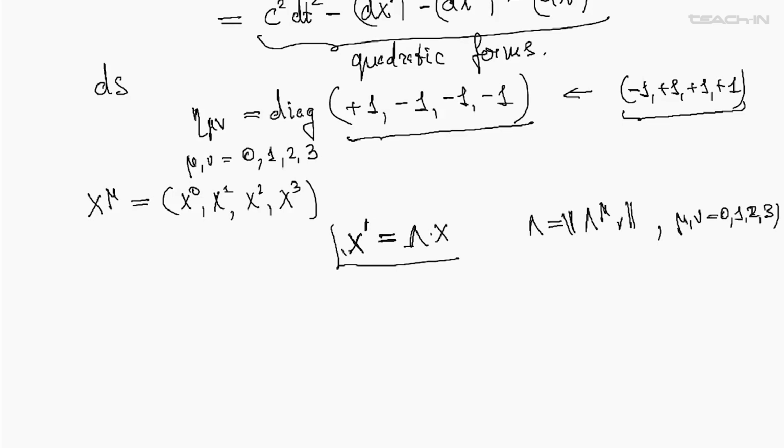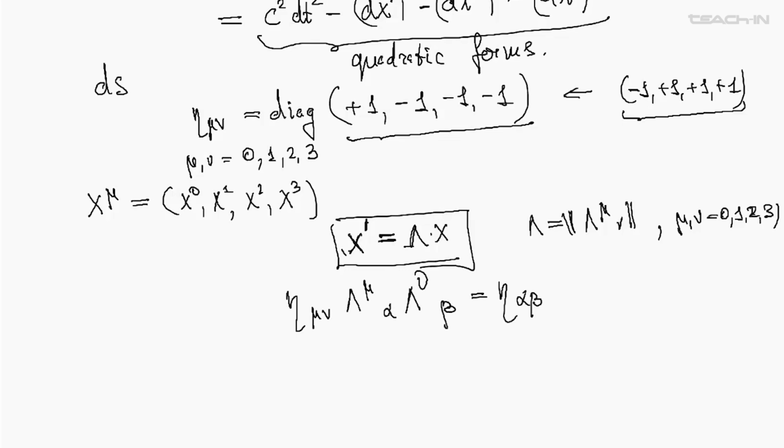And the requirement for Lambda to preserve the quadratic form is then explicitly written in this way: eta_{mu nu} Lambda^mu_alpha Lambda^nu_beta = eta_{alpha beta}. So in other words, Lorentz transformations are transformations which leave our Minkowski metric invariant.